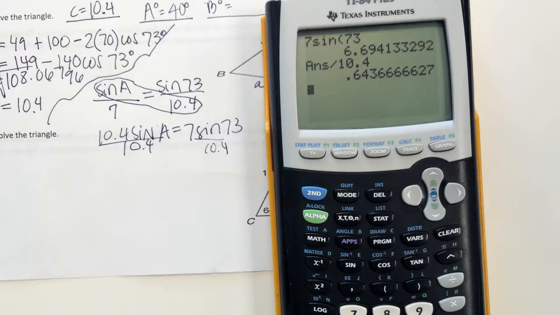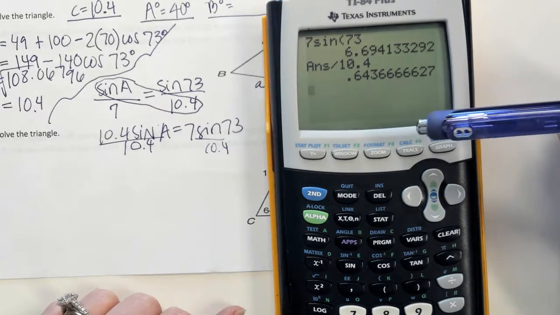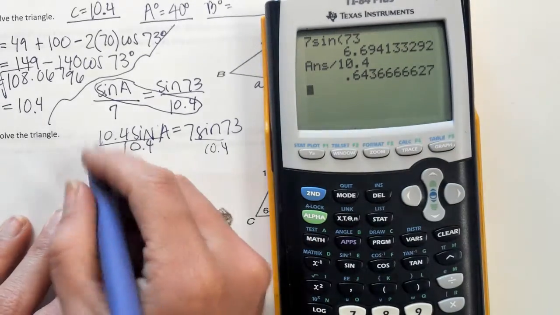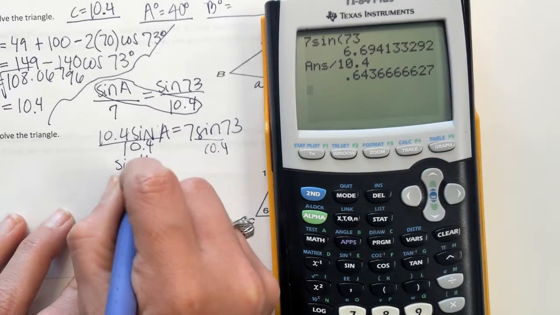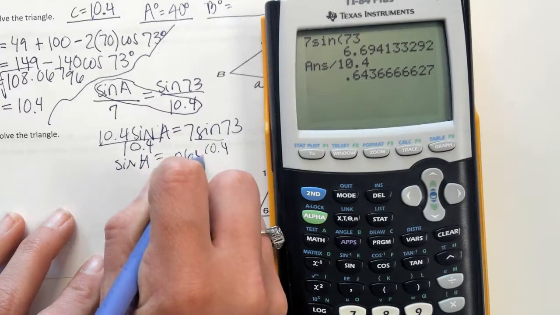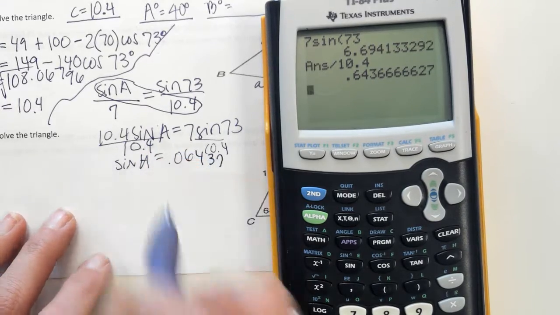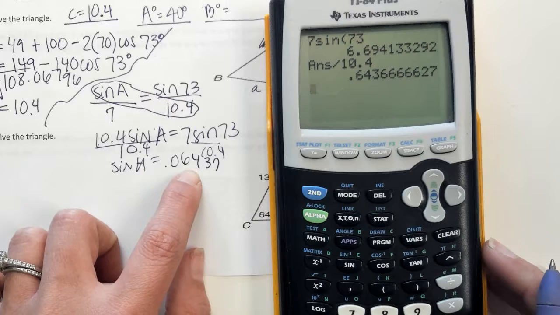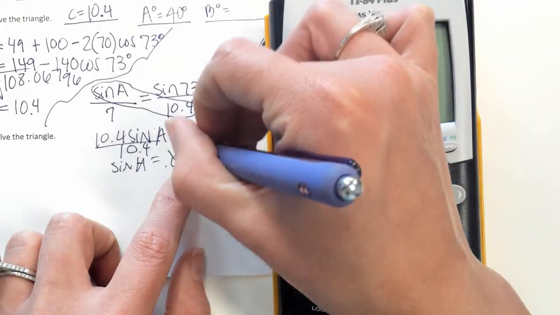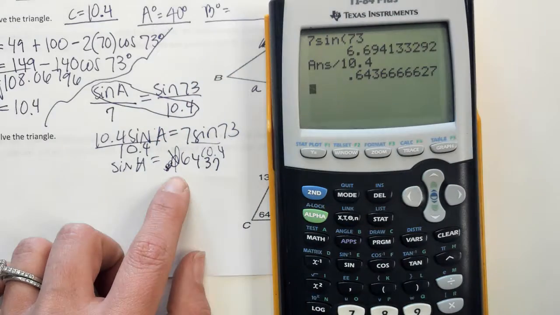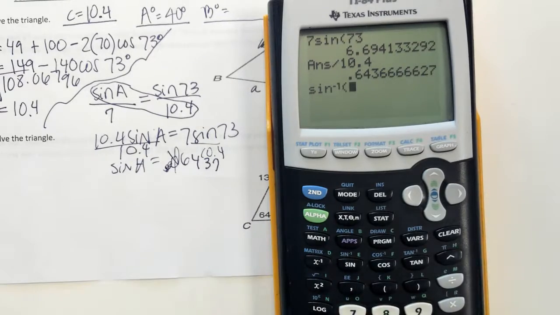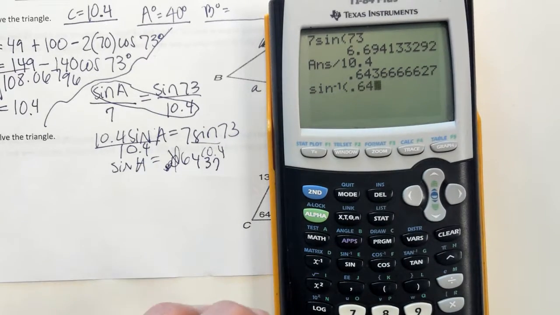Now we know that's not the degree, correct? A degree can't be point something. So how do we find, or excuse me, let me write this down. It'd be sine A equals this, 0.64. So what button do we have to use? Good, second sine, and then just type this number in, 0.643666666. And that's how you get 40 degrees.